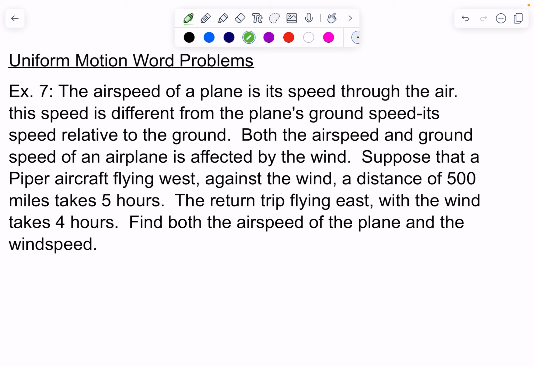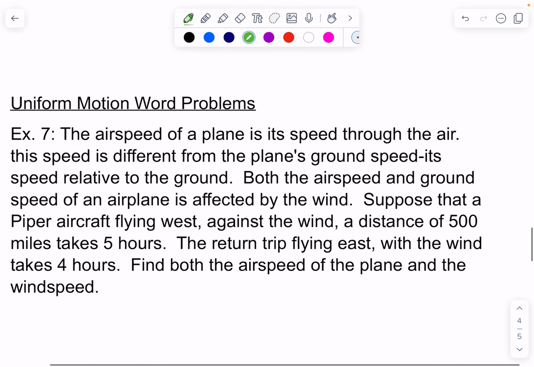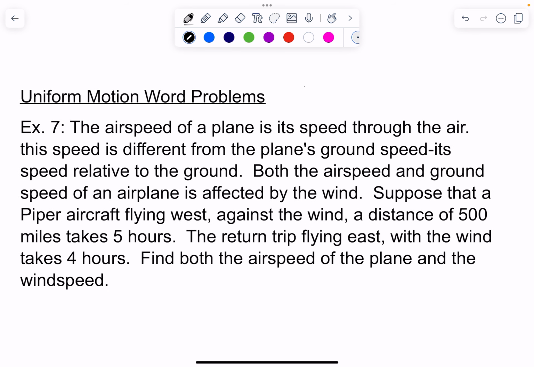In uniform motion word problems, we're going to be talking about different automobiles going different speeds, different times, and different distances. Please remember that when we're dealing with uniform motion, distance equals rate times time. Distance equals rate times time. And also remember something else.